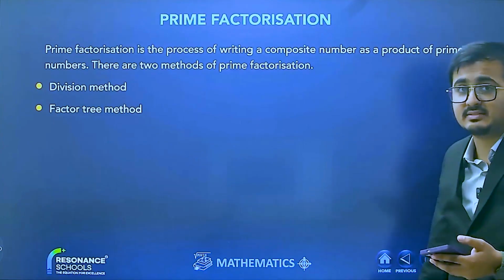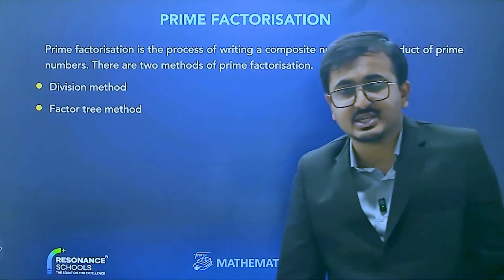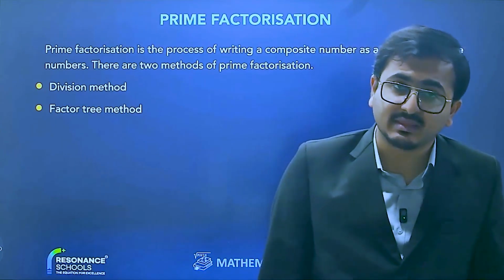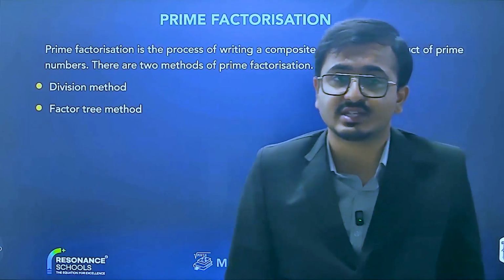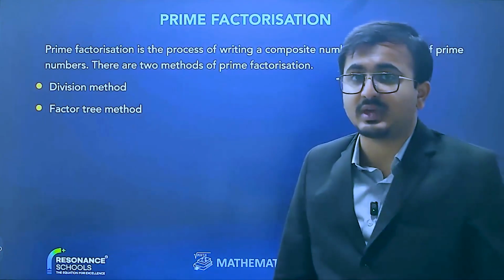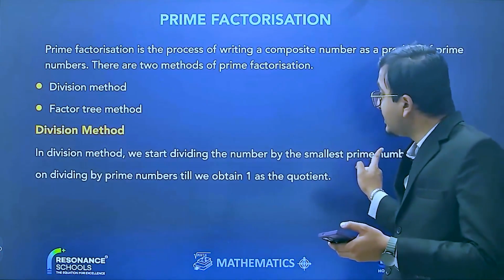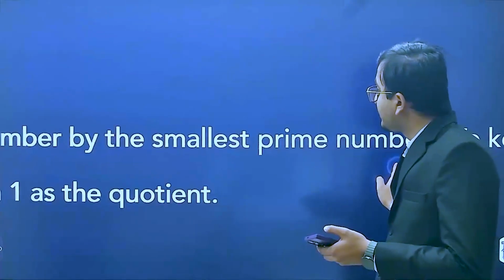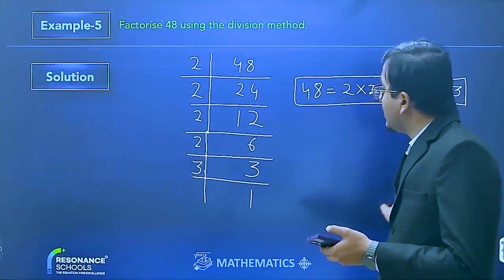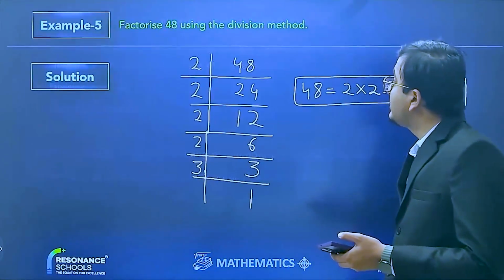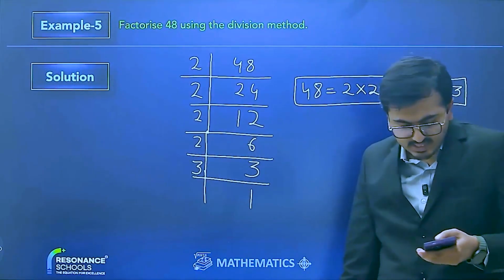Now, prime factorization. Prime factorization has two methods. One is the division method and one is the factor tree method. Clear? So, let's start with the division method here.